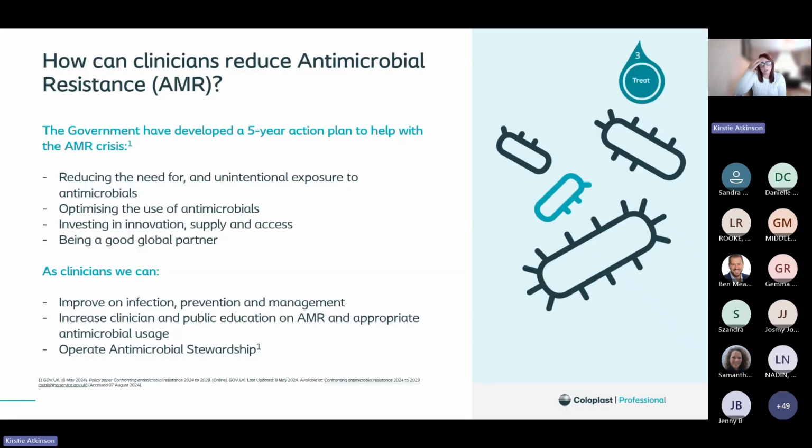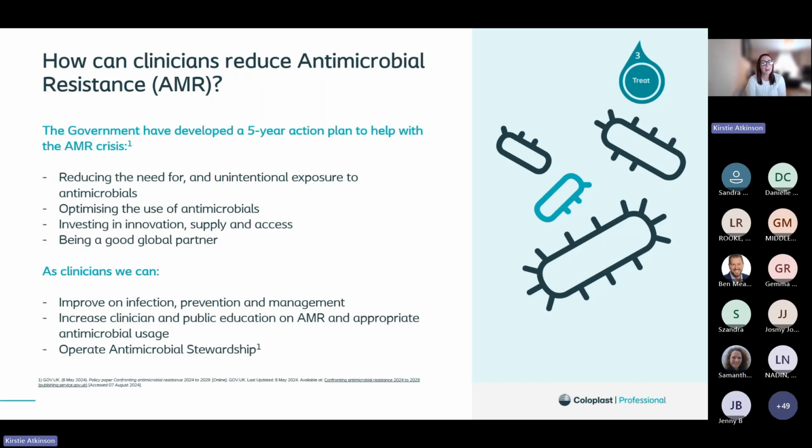So obviously we've covered the importance of wound infection and the need to reduce antimicrobial use and support stewardship. So what can you do yourselves to ensure that you're playing your part? So the government has developed a 5-year plan, and this was put in by the previous government. However, they are continuing on with it.